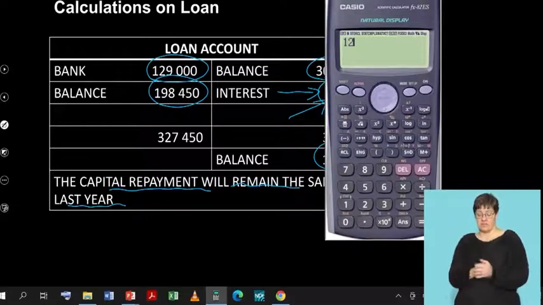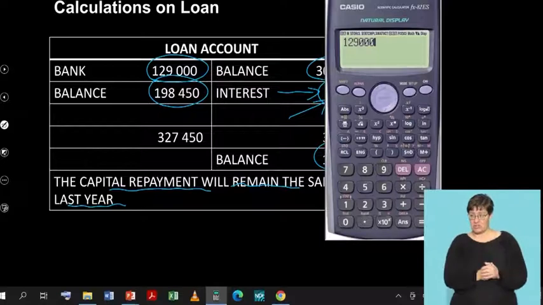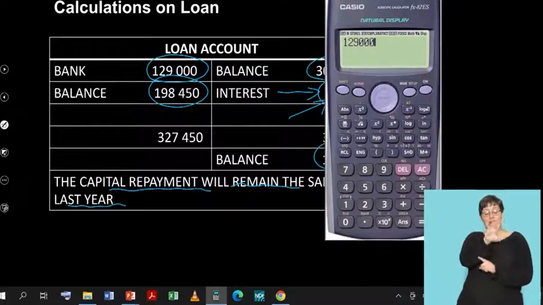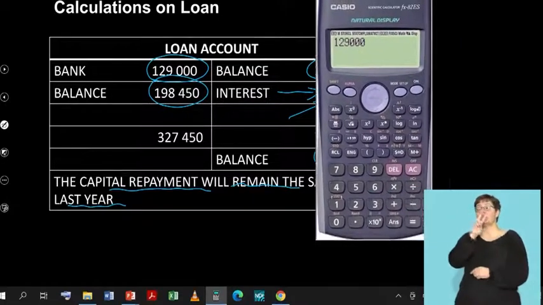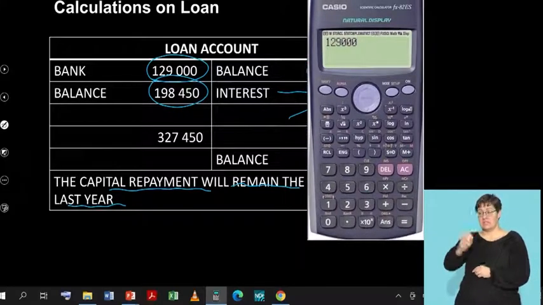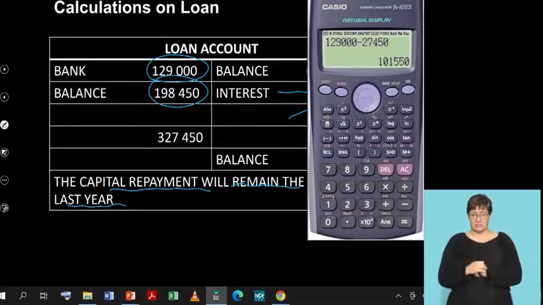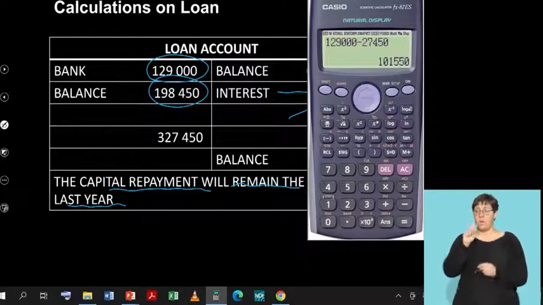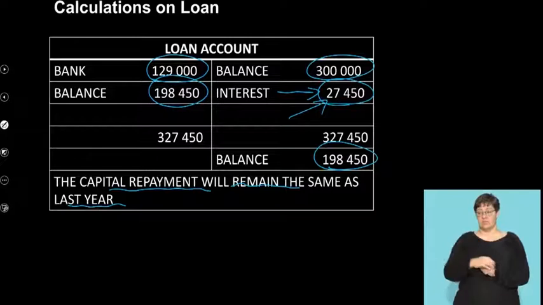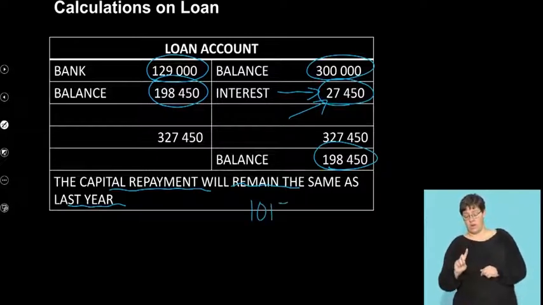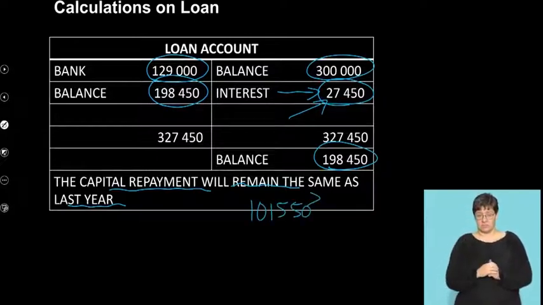Okay, 129,000 was the total amount that you've paid. But included in there was interest of 27,450. So minus 27,450, and this gives you a figure of 101,550. I'm just going to write it here, 101,550.